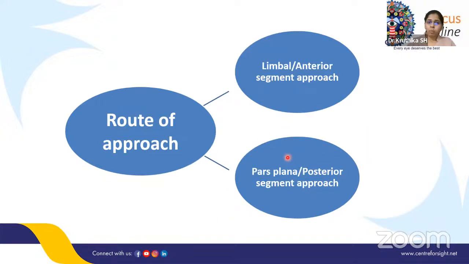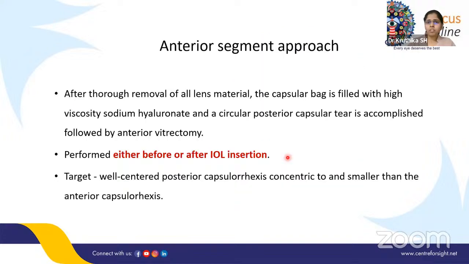The route of approach of posterior capsulotomy can be either limbal or pars plana. Limbal is called the anterior segment approach, and pars plana or plicata route is called the posterior segment approach. Coming to the anterior segment approach, it can be done after thorough removal of all lens material. The capsular bag is adequately filled with high viscosity sodium hyaluronate viscoelastic substance, after which a circular posterior capsular tear is accomplished, followed by anterior vitrectomy if needed. It can be performed either before or after IOL insertion.